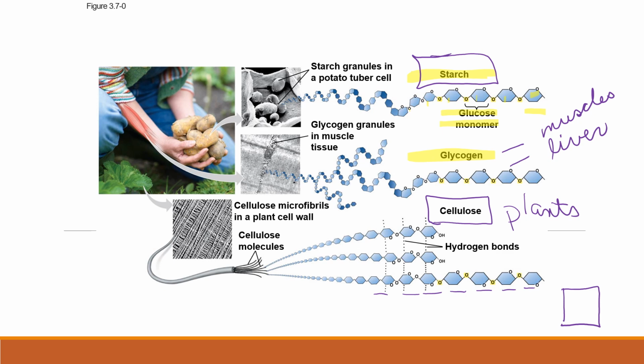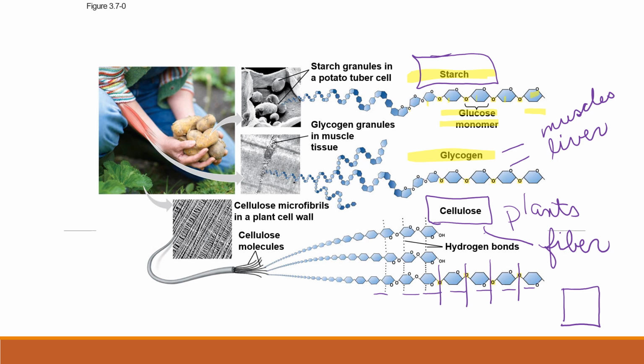But the problem is the bond holding the glucoses together is different, and we don't have the ability to break that bond. So if we eat cellulose, we don't get any energy from it because we can't break it down into glucose to absorb it into our blood. So cellulose to us is a major component of fiber in our diet. Fiber is parts of your diet that you are unable to digest and they pass through your digestive system and get excreted in the stool.